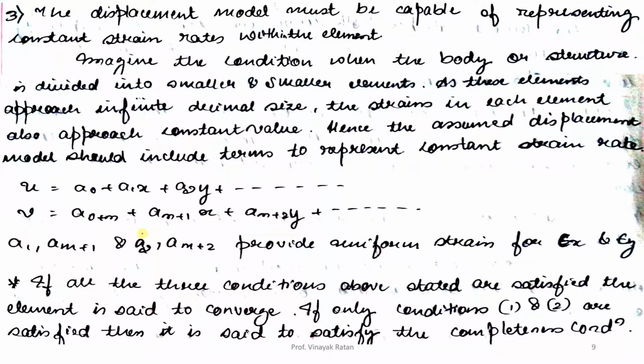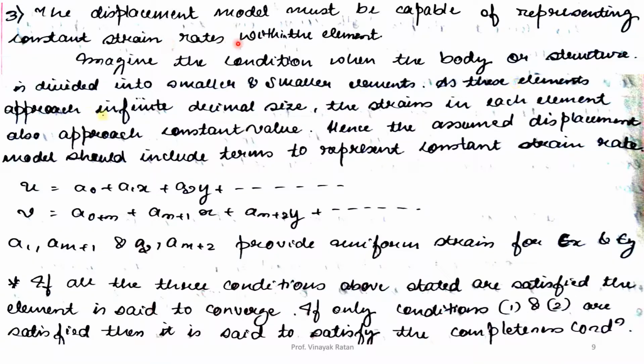The last one is: the displacement model must be capable of representing constant strain rates within the element. Imagine the condition when the body or structure is divided into smaller and smaller elements. We do that in FEM, right? We divide a body into smaller and smaller elements.